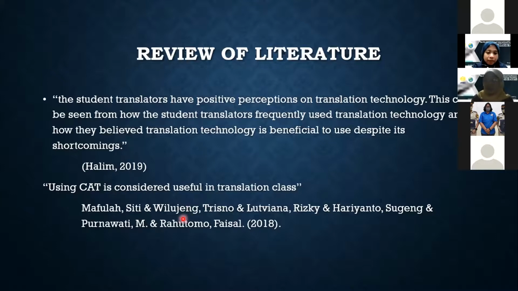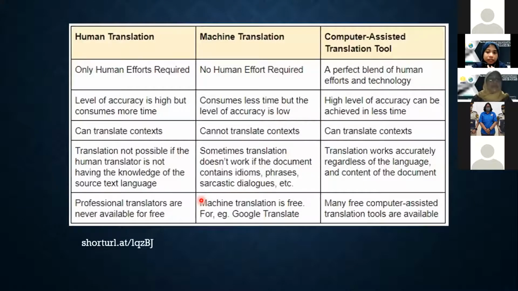And the second is stated by Mafula et al. That using CAT is considered useful in translation class. Here I present a table presenting the differences between human translation, machine translation, and computer-assisted translation tool. I think one of the best ones to be used by students is the computer-assisted translation tool, since it is a blending of human efforts and technology with high level of accuracy, where it can also translate based on the context. And of course, there are many free computer-assisted translation tools that are available nowadays.